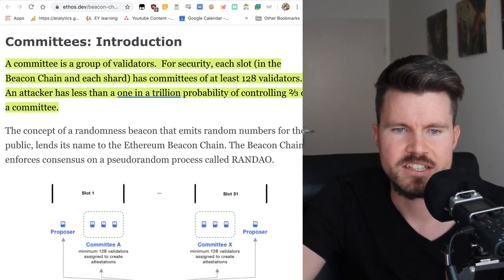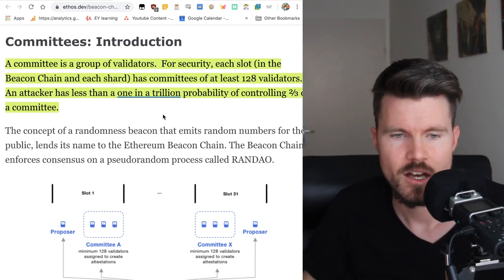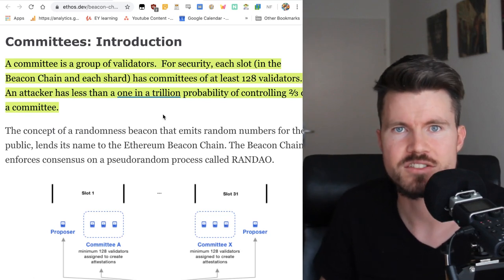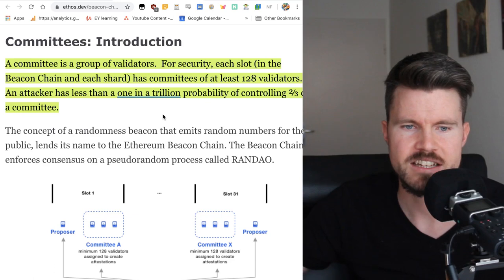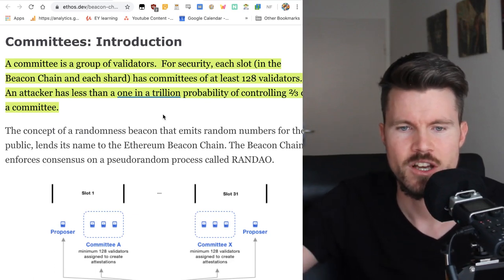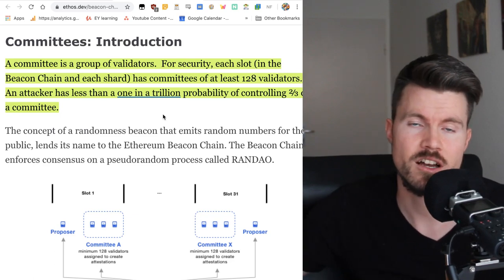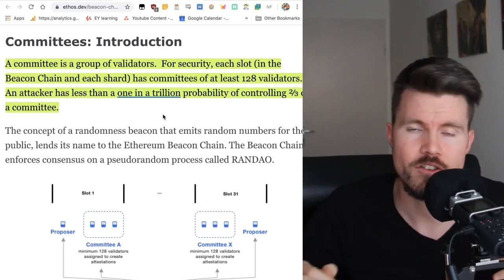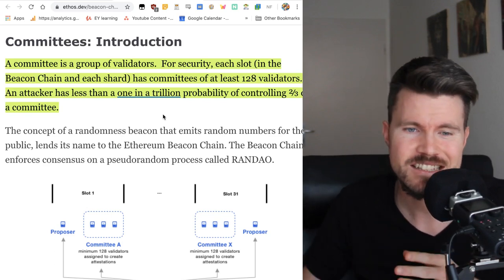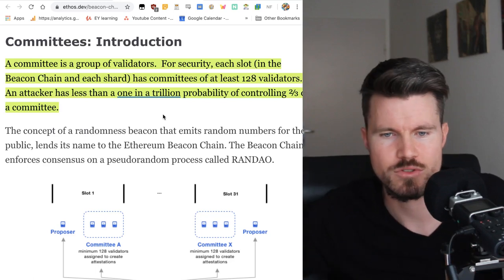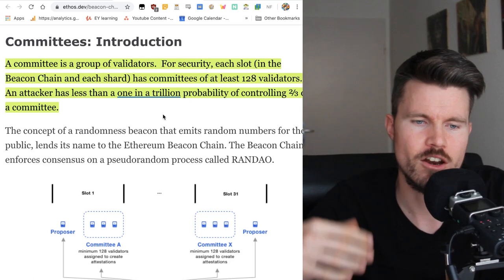A committee, and these are very important. A committee is a group of validators, and it depends on how many validators are available. The amount of validators in a committee can change. For security reasons, each slot in the beacon chain and each shard has a committee of 128 validators. That means that an attacker would have less than a one in a trillion probability to control 2/3 of a committee, increasing the security a lot more.